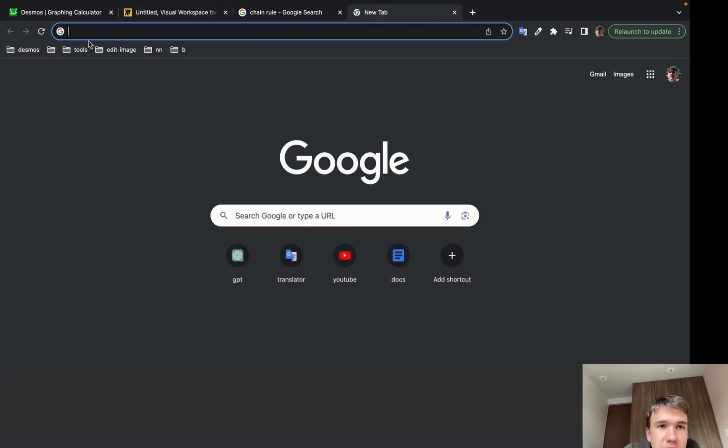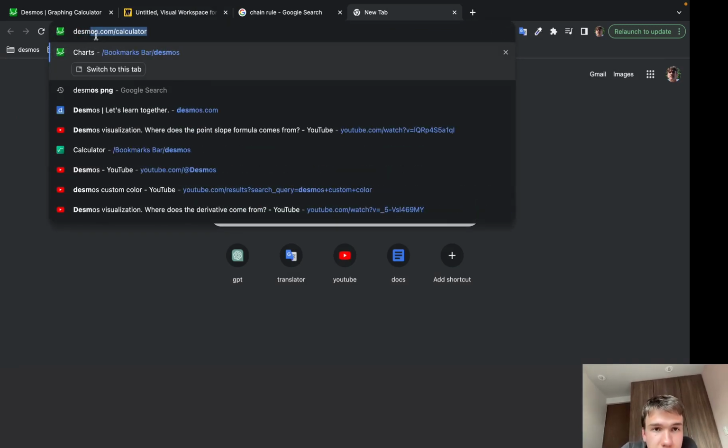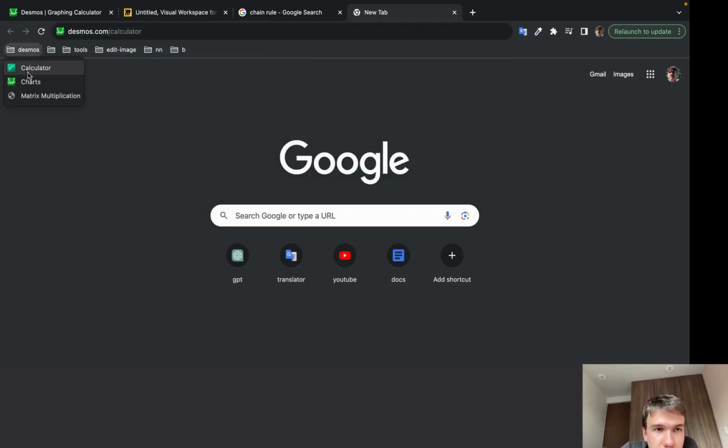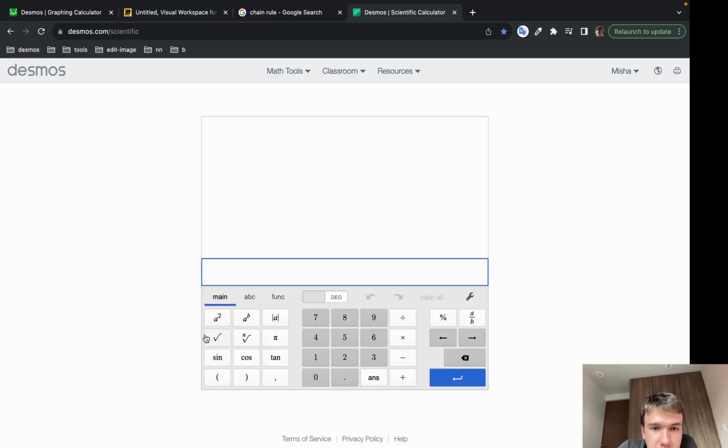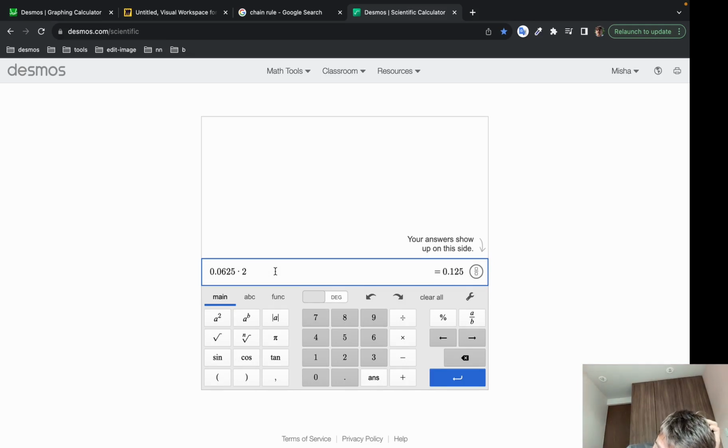Now let's use the Desmos calculator. Let's just go here, calculator, and let's calculate what it actually is. 0.0625 multiplied by 2 is 0.125. So I got a pretty bad result. No, I got it correctly, right? So why does it cause the difference? Yeah, it causes the difference for us.